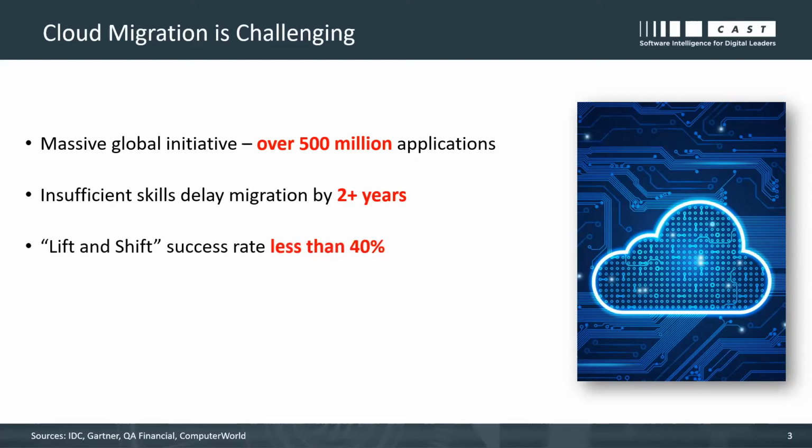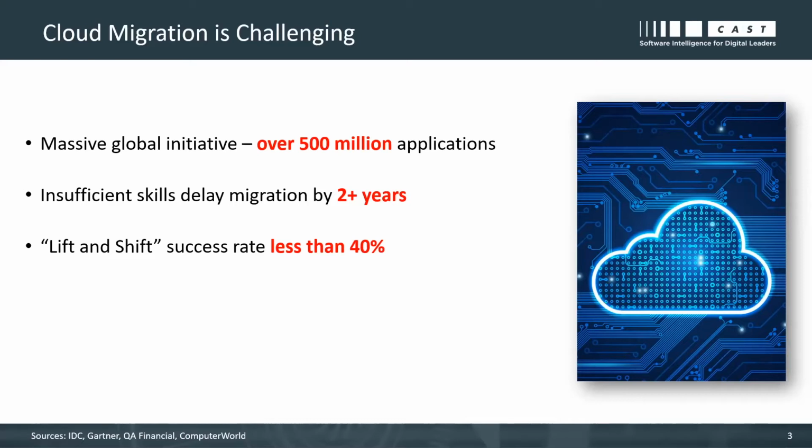We know that a lot of the easier stuff has already been moved, using that more lift and shift approach, where there's not a lot of changes or modernization happening to the software as it's moving to the cloud. But studies are showing that the success rate of lift and shift is less than 40%, because sometimes it's actually using too many resources and costing more, since there hasn't been any modernization of the software, and things of that nature.